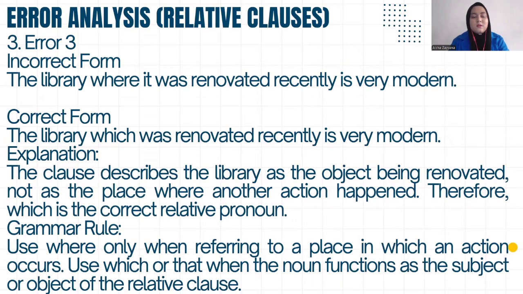Number 3 is the incorrect form: "the library where it was renovated recently is very modern." The correct form: "the library which was renovated recently is very modern," because the clause describes the library as the object being renovated, not as the place where another action happened. Therefore, which is the correct relative pronoun. The grammar rule is: use where only when referring to a place in which an action occurs. Use which or that when the noun functions as the subject or object of the relative clause.